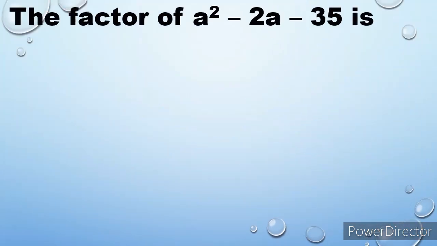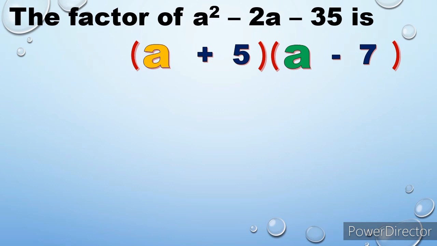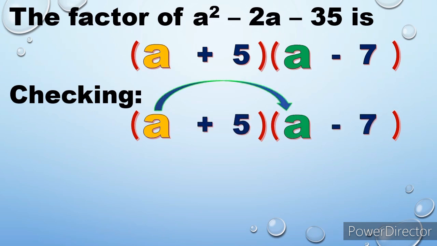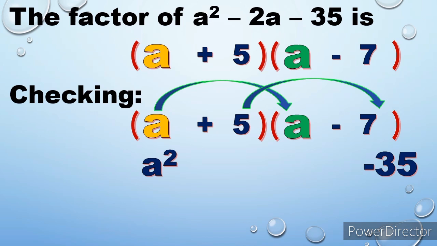Okay, so the factor of a squared minus 2a minus 35 is a plus 5 times a minus 7. Okay, check natin kung tama yung sagot natin na a plus 5 times a minus 7. Okay, by multiplying the binomials. So, a times a equals a squared. Then, 5 times negative 7 equals negative 35. So, first term and last term are correct.